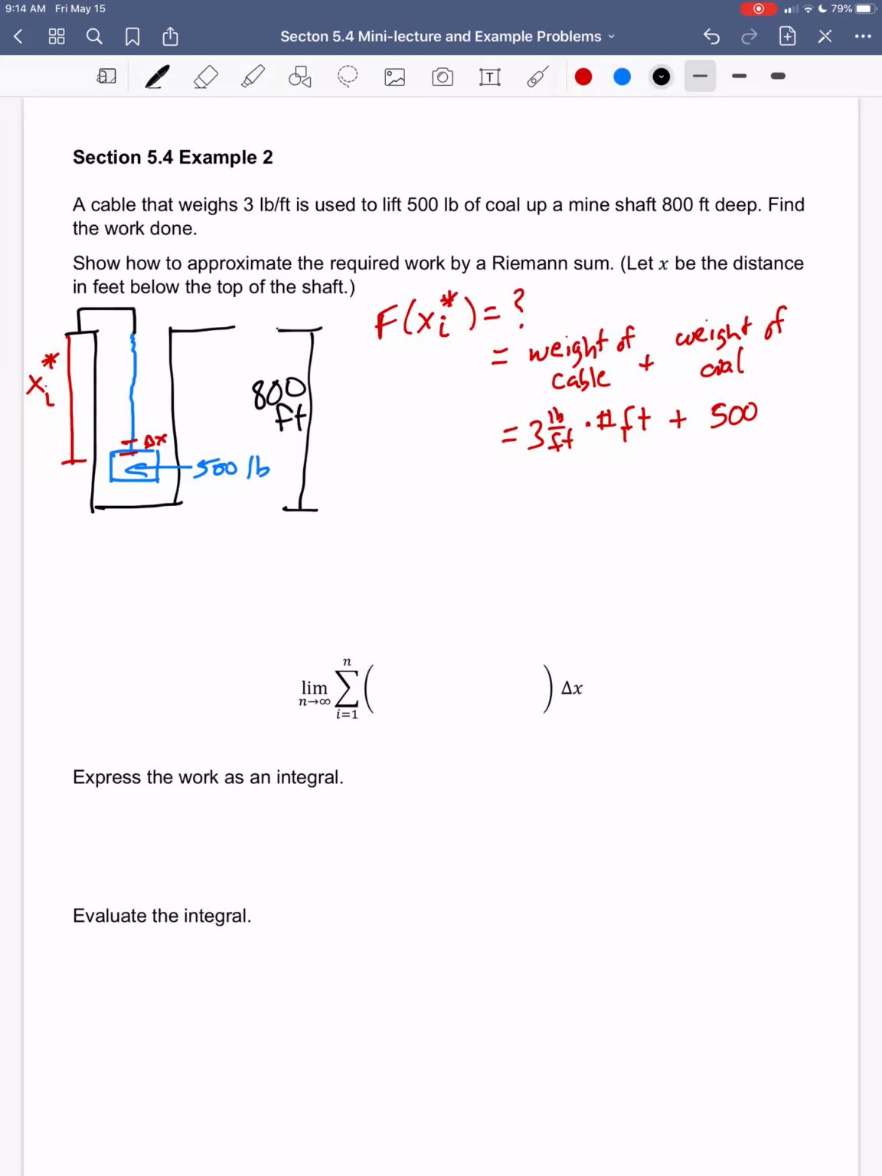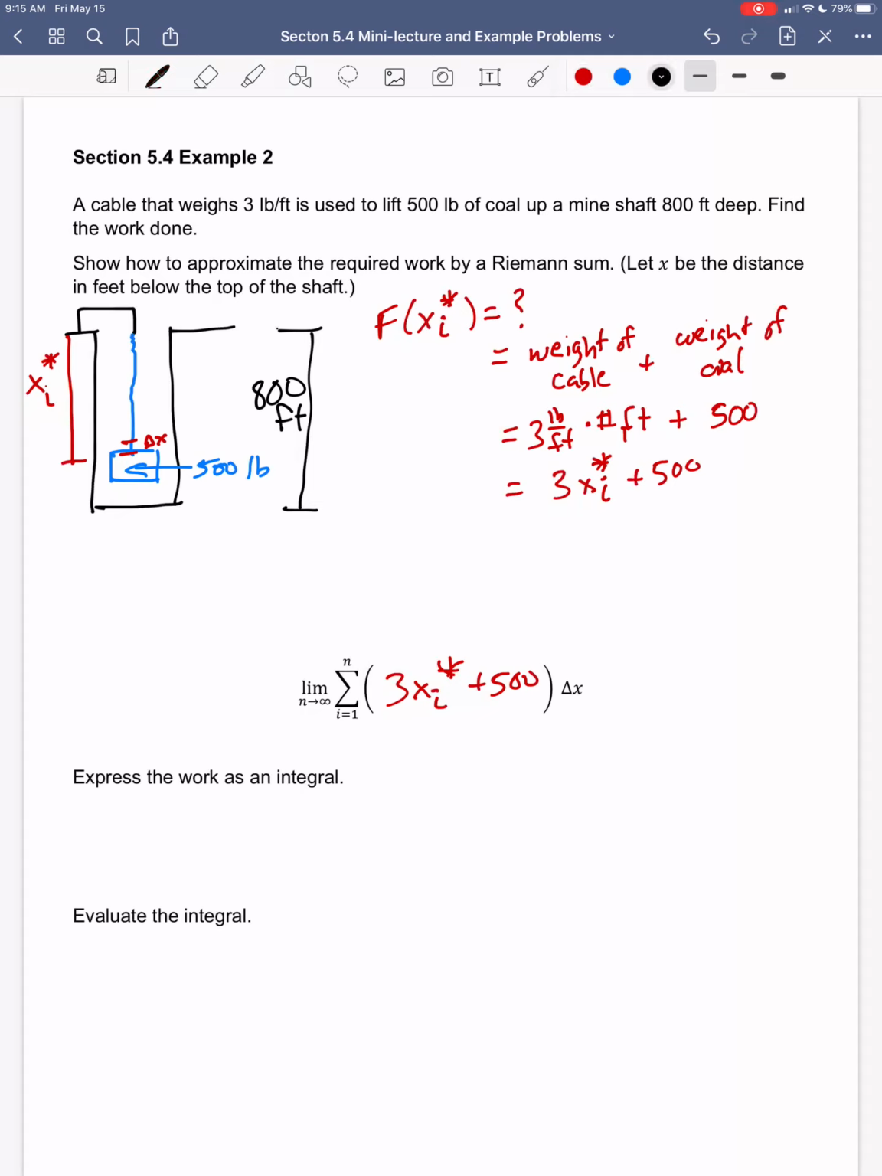Okay, so at the very beginning, when the coal is at the bottom of the shaft, x sub i is 800. At the very end, it would be 0. Okay, so what do I have here? Well, this is just going to be 3 times x sub i star, that's the length of the cable, plus 500. And that's what we get down here then. That's the Riemann sum that would find this work.